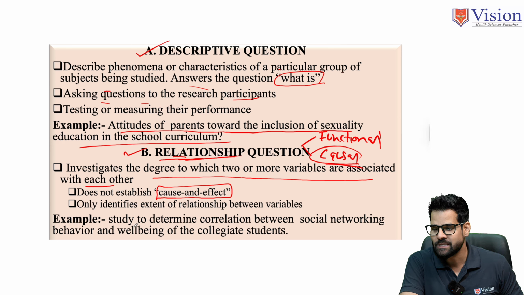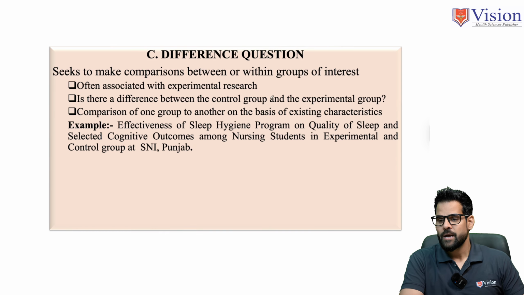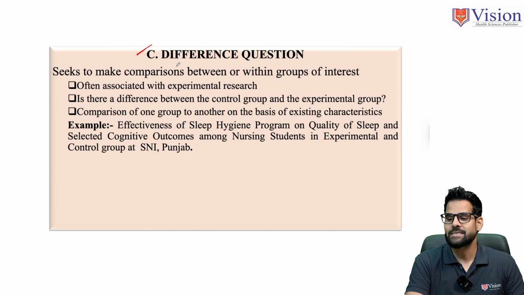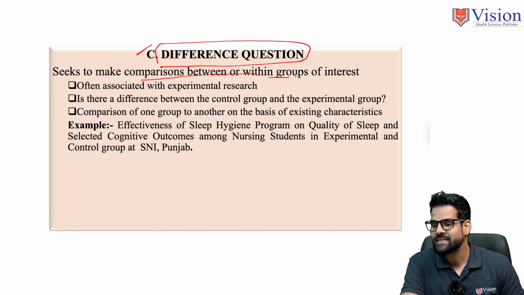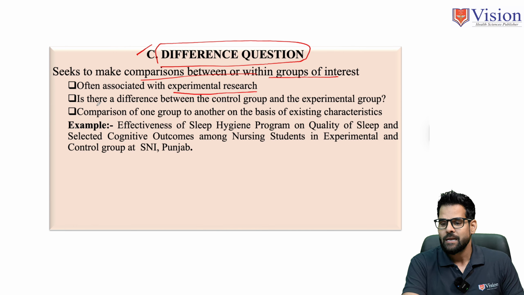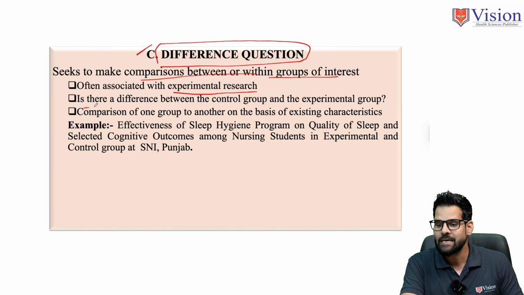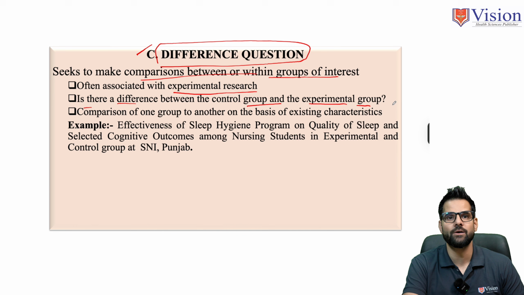For example, you can see the study to determine the correlation between the social networking behavior and well-being among the collegiate students. Now, the third type of research question is a difference question. That is basically causal questions. They seek to make comparison between or within the groups of interest, often associated with experimental researches. The basic question is: is there a difference between the control and experimental group?